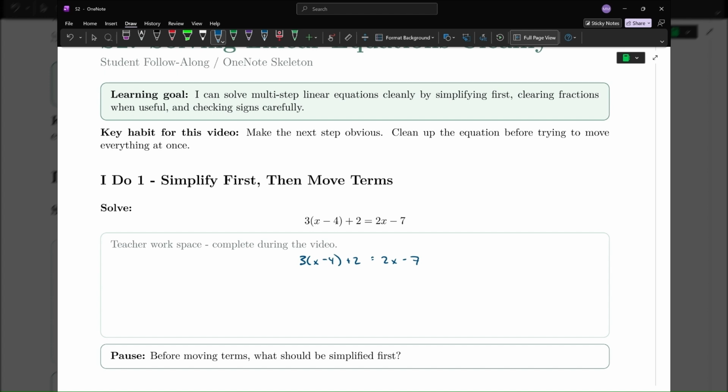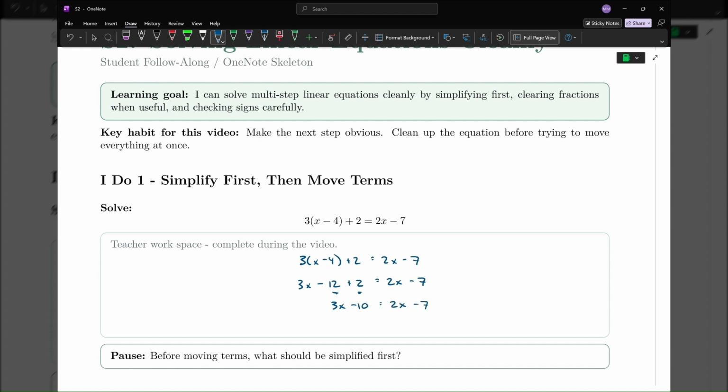So I see the brackets, and I'm going to want to distribute those. So 3 times x is 3x, and 3 times negative 4 is negative 12, plus 2 equals 2x minus 7. Notice I'm also not trying to be a hero and do this in one shot, just step by step. From here, I see the negative 12 and the positive 2 are like terms, so I can put those together. So it's going to be 3x minus 10 equals 2x minus 7.